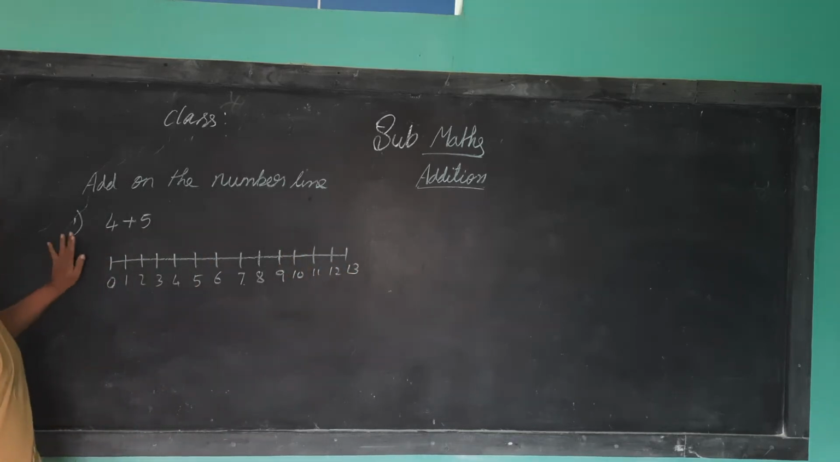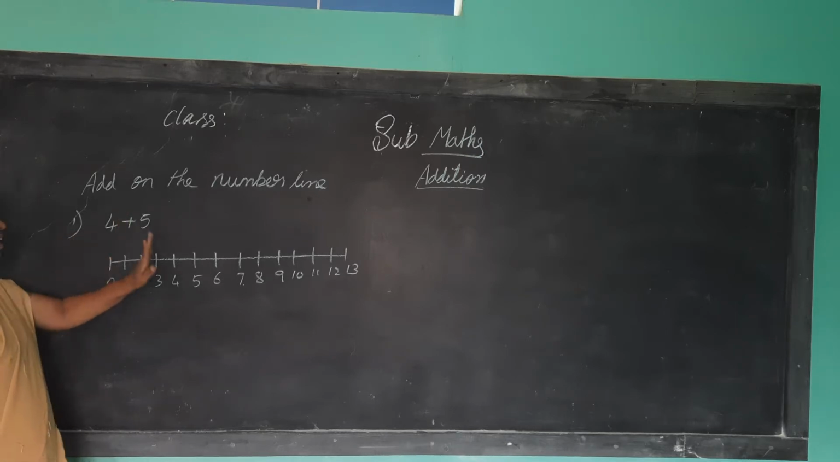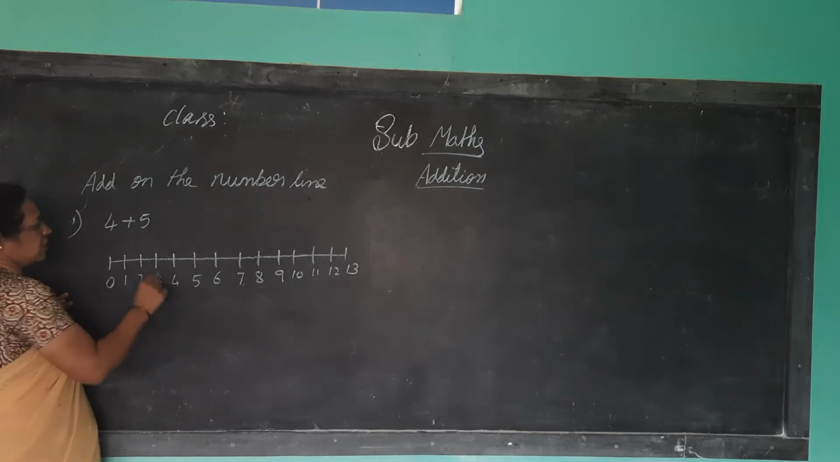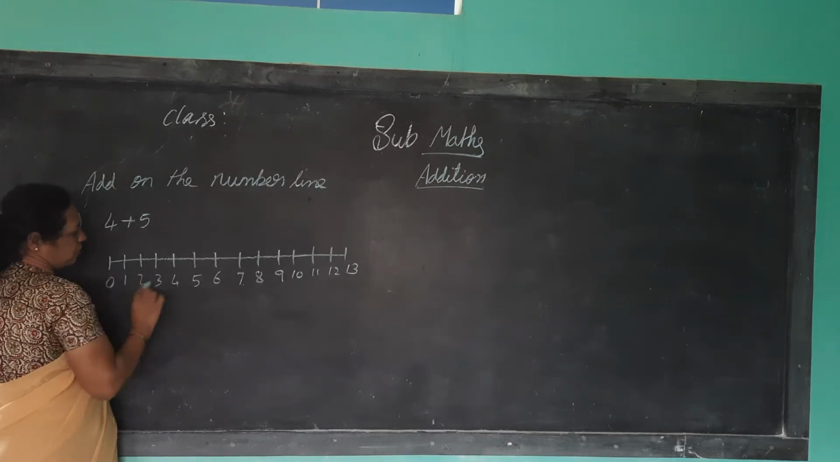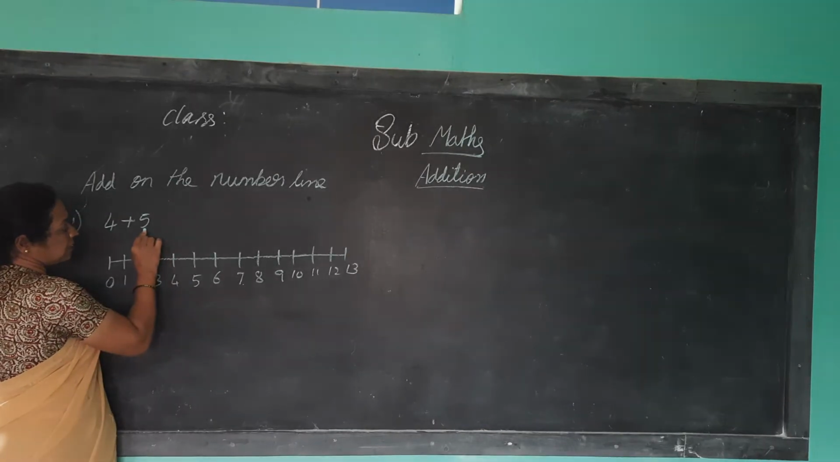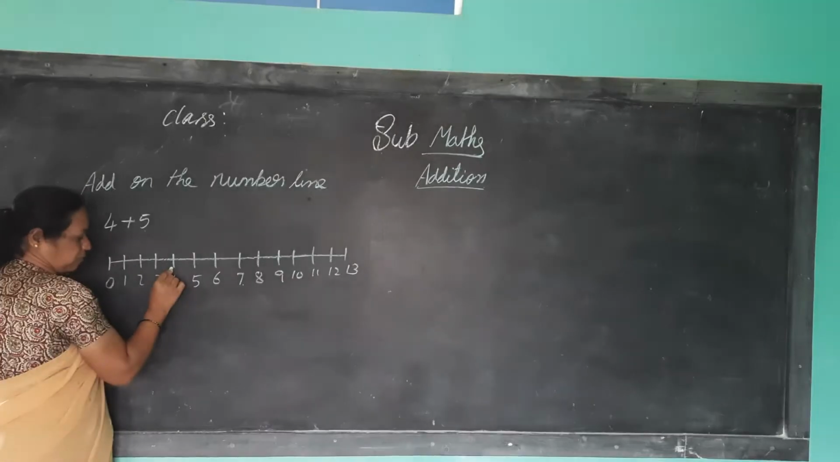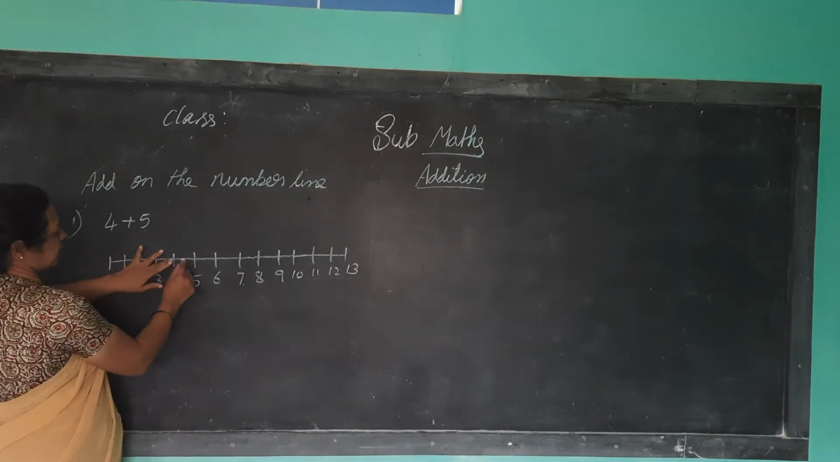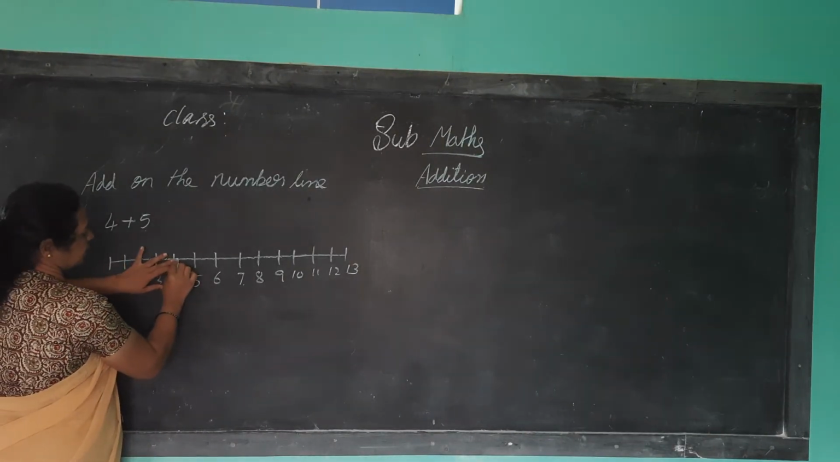See, 4 plus 5. Addition means forward counting. Here, the first number is what? 4. Where is 4 here? Here. Then how many do we add? Plus 5. We should add 5 to 4. Otherwise, you can write 4 here, then add 5, from 4.